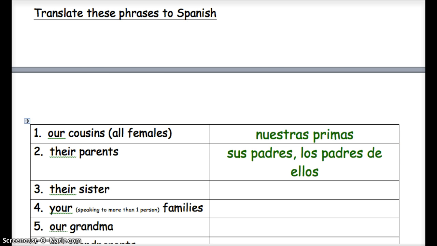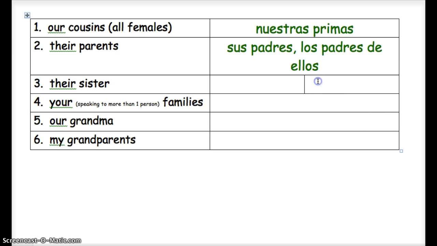Their sister. Su hermana. One sister, so su stays singular, even though it's more than one person that has the sister. Your families, you're talking to more than one person. Familias is families. And if we're saying your, it's su, we want to make it agree, sus familias.